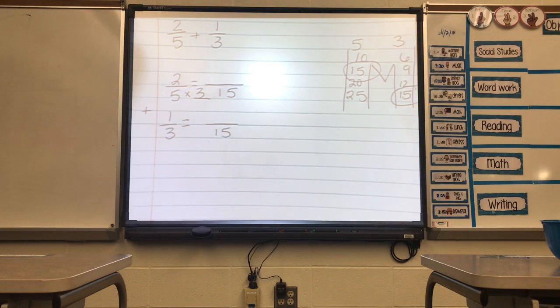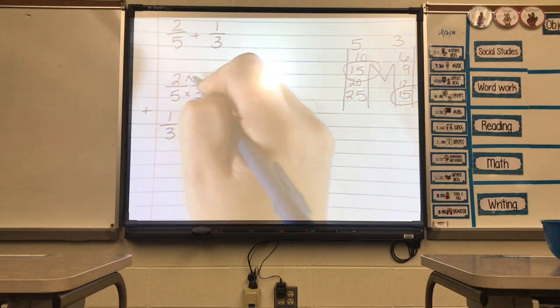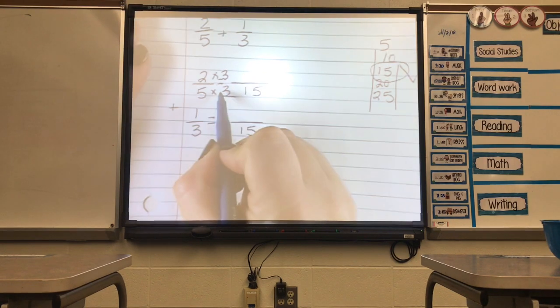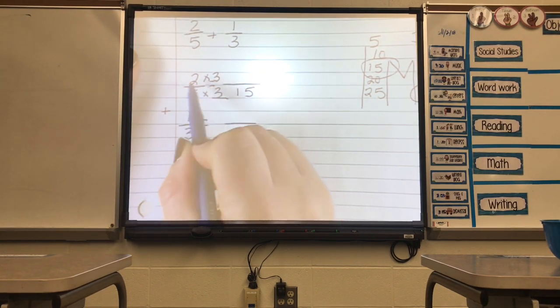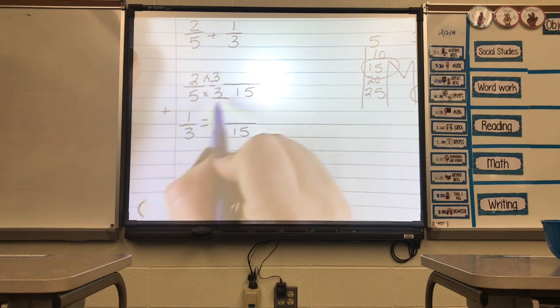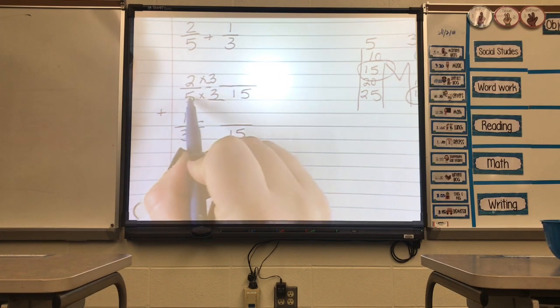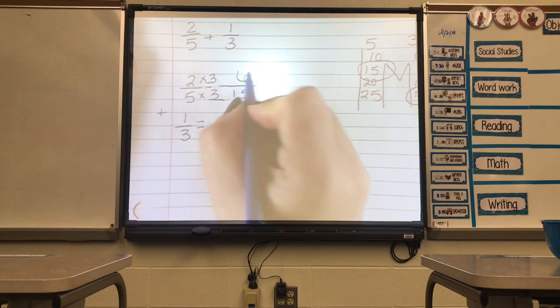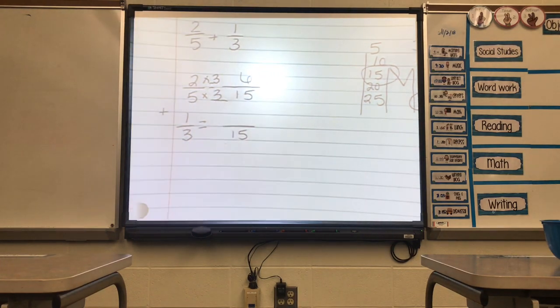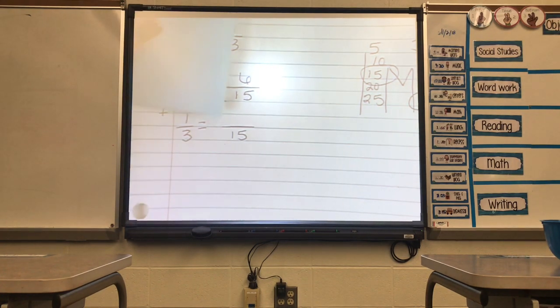Step number 5 says multiply the numerator by the same thing. So with fractions, whatever you do to that denominator, you need to do to the numerator, or vice versa. These are like a pair. So if I did 5 times 3 to get 15, I need to do 2 times 3 to get 6. Now this is my new fraction. Some of the students might want to cross off the old one. You can cover it up.